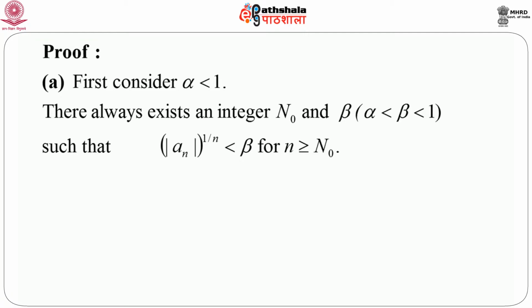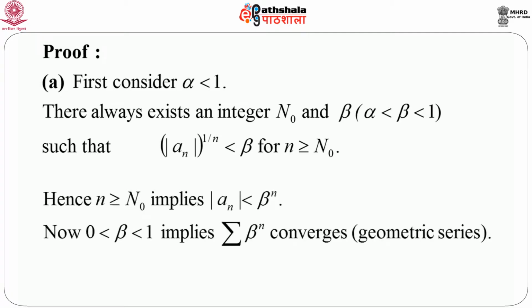modulus of a_n whole to the power 1 by n is less than beta for all small n greater than or equal to n naught. Then, for small n greater than or equal to n naught, this will imply that modulus of a_n less than beta to the power n, because modulus of a_n is always positive. Now, 0 less than beta less than 1 implies beta is a positive fraction. So, if we just consider the summation of modulus of a_n, that should be less than summation beta to the power n, and since beta lies between 0 and 1, this is nothing but a geometric series with common ratio lying between 0 and 1, a positive fraction.